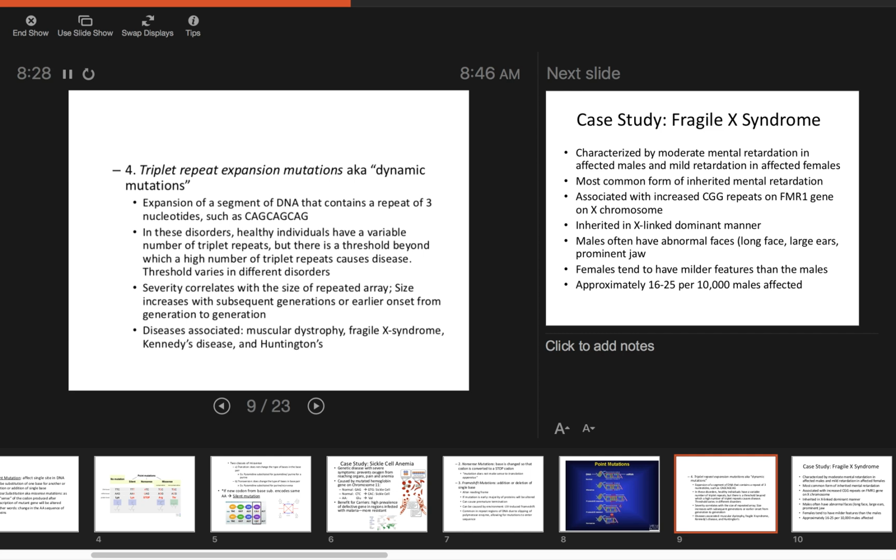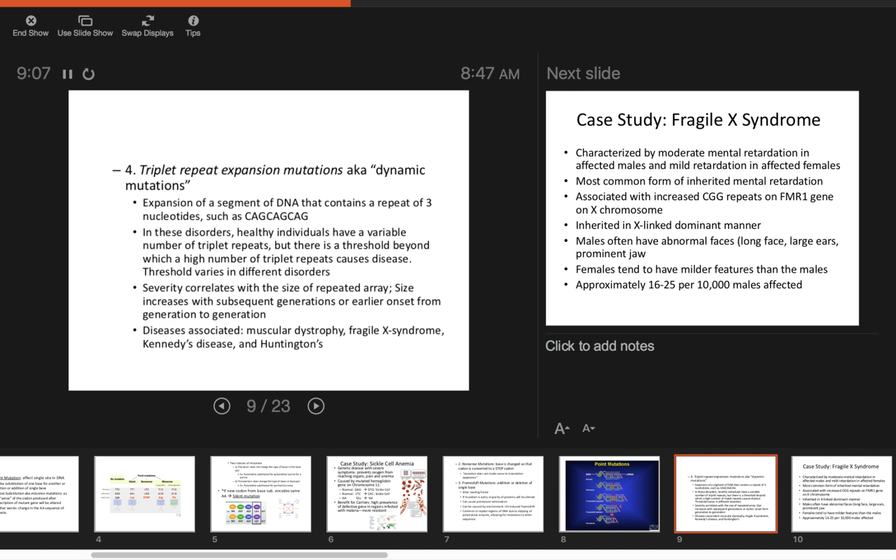So let's focus in on the triplet repeat expansion mutations, which your book calls dynamic mutations. In one case, your DNA might start to repeat a codon, in this case CAG, CAG, CAG, CAG. In these disorders, these individuals have these triplet repeats in their genome, and they just keep repeating themselves every time the DNA replicates. And then later on in life, if you have enough of those repeats, you've reached the threshold, if you will, then that disease starts to come about.